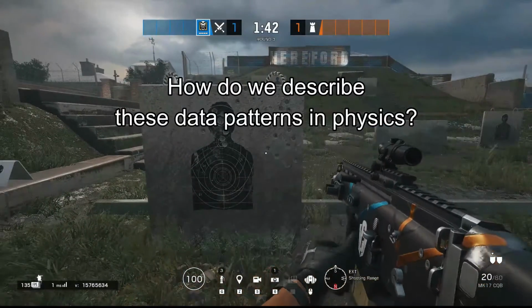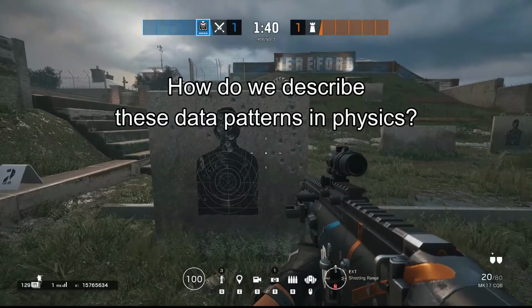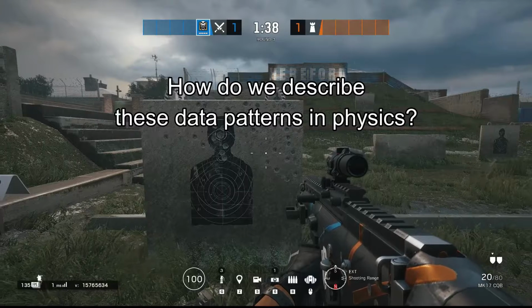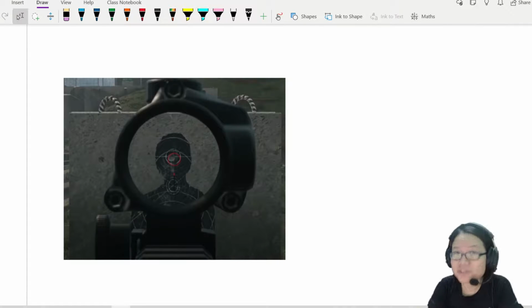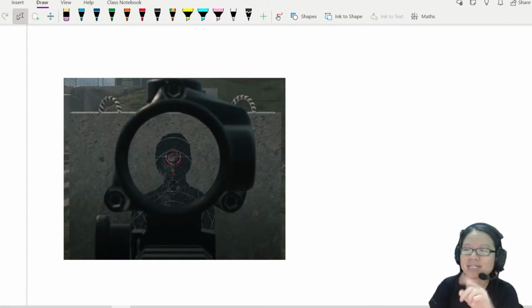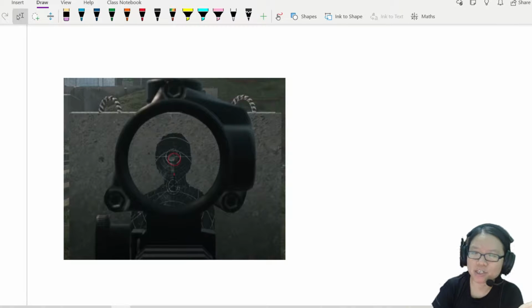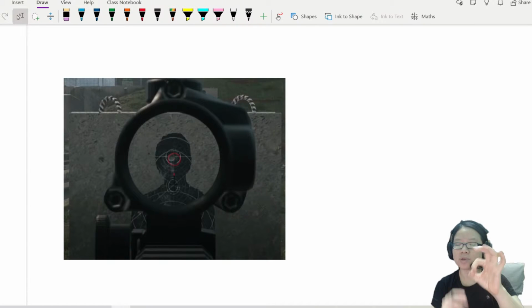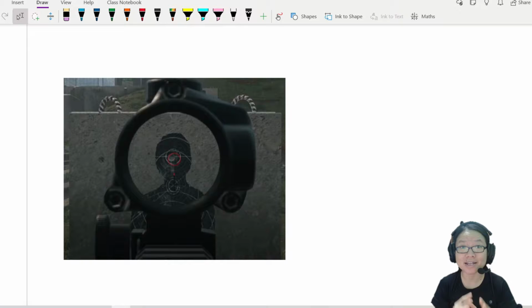How do we describe these patterns in physics? That is what we're going to look at next. So in physics, whenever you take a measurement, it's a little bit like making a hit shot. Okay, so if it hits your target directly, then your measurement is perfect. But if you've watched the previous video, you know that there's no such thing as a perfect measurement.